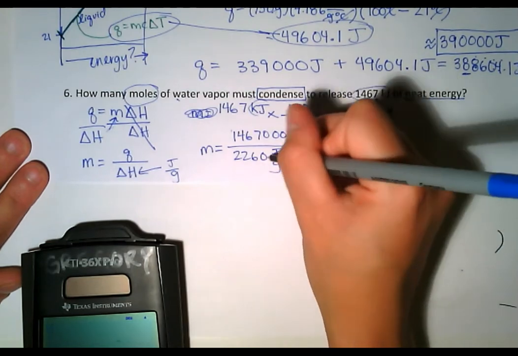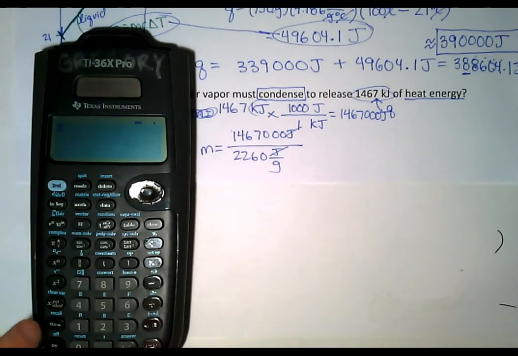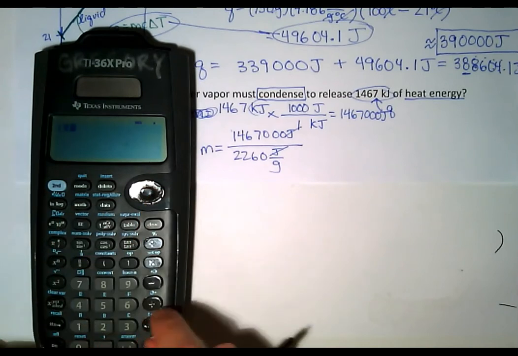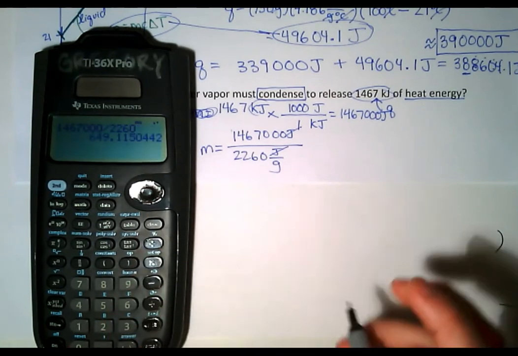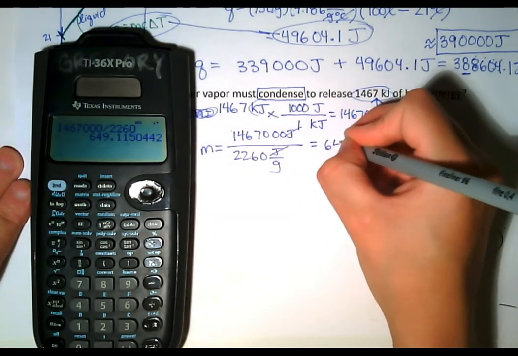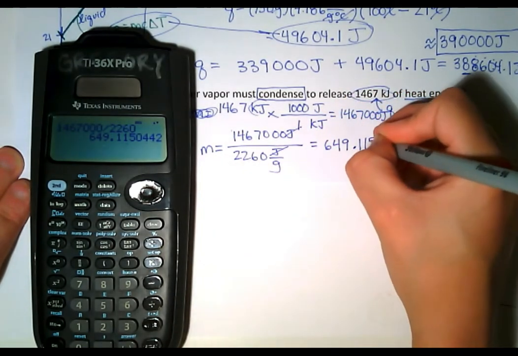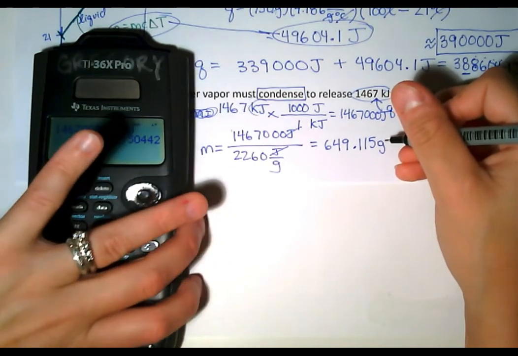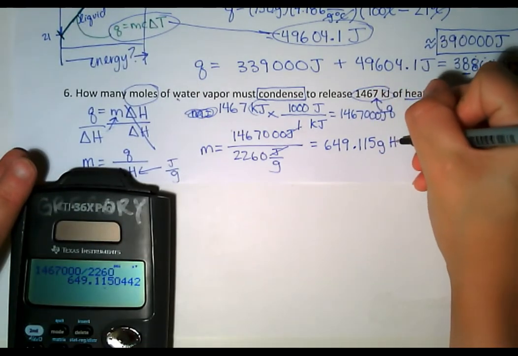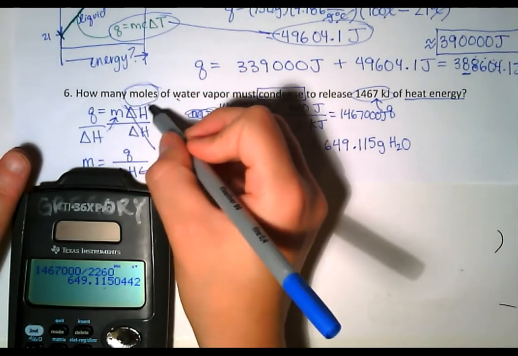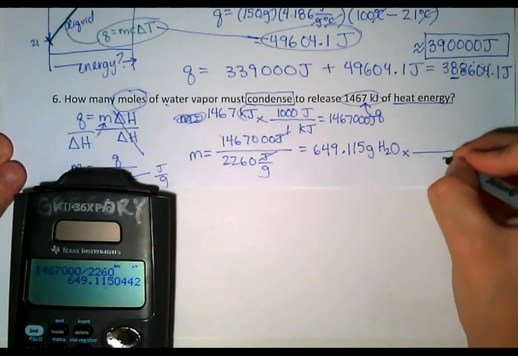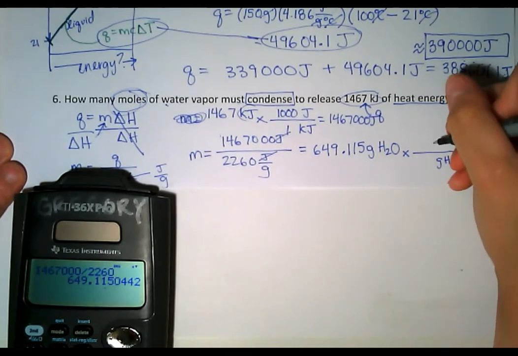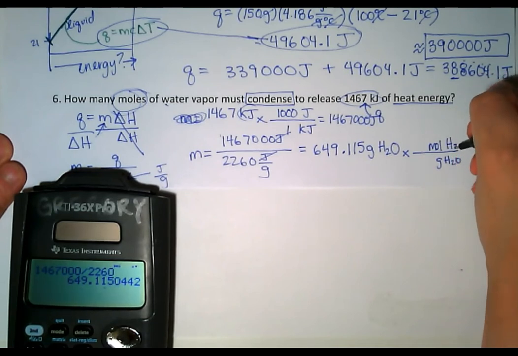Joules will cancel, and we're just going to be left with grams. So let's type this to our calculator. 1467000 divided by 2260. That gives us 649.115 grams. And of course this is grams of H2O. But we want moles of water. So here we're just going to have to do a mole conversion. We're going to take grams of H2O and convert to moles of H2O.